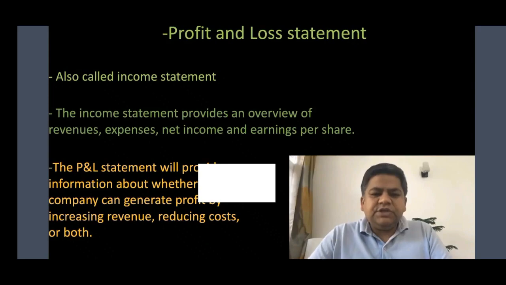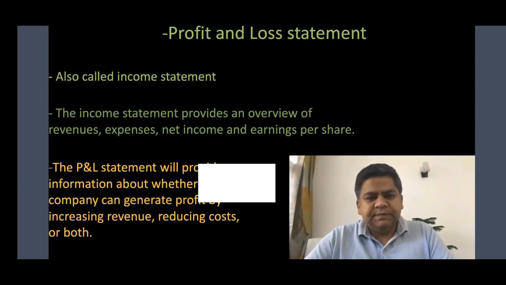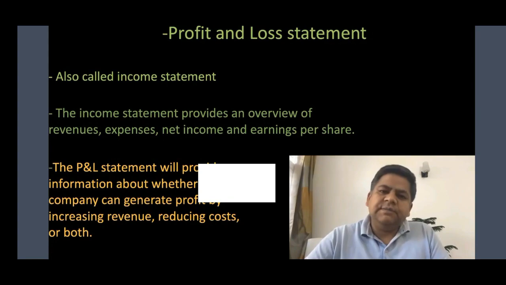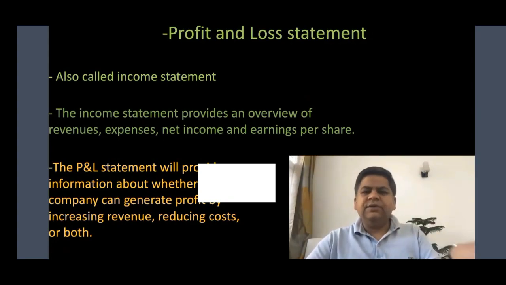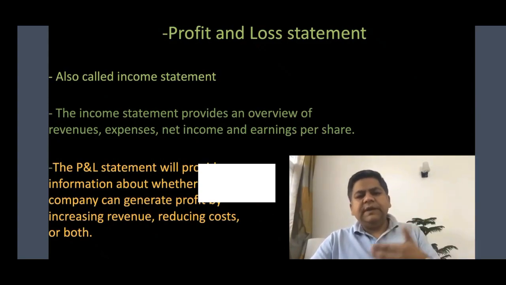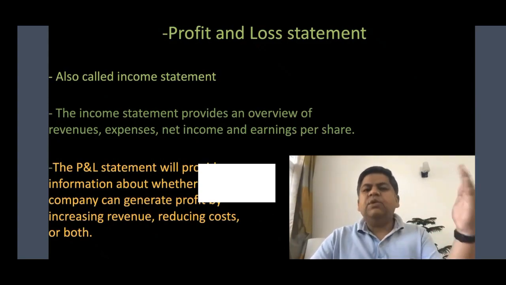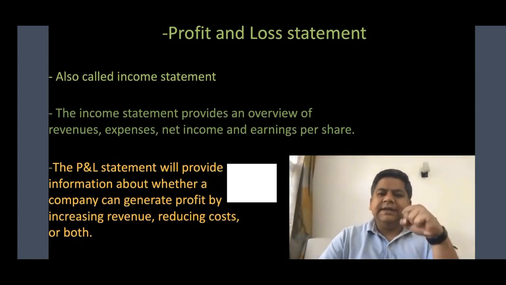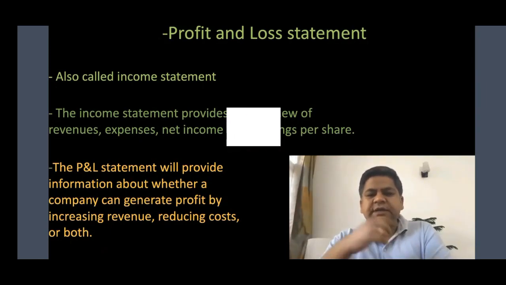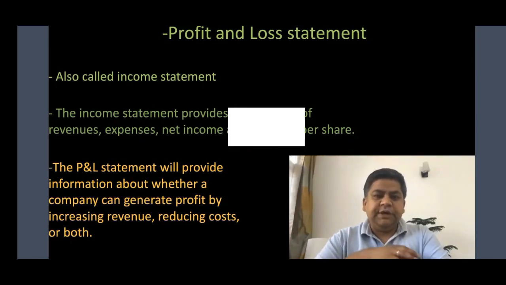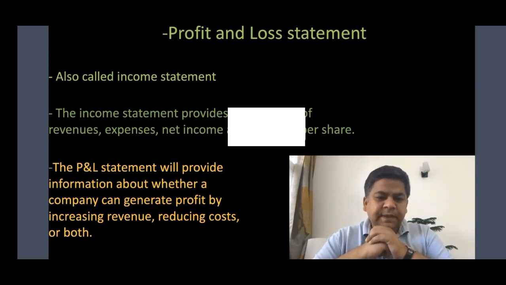Right. So the income statement provides an overview of revenue, expense, net income, and earnings per share. Obviously, how will profit and loss come? It will come when you make certain revenue. To generate that revenue, you have to spend money, and whatever is left over will be the net income. There will be many more terms in between which we will deal with in the detailed profit and loss statement class, which will be the very next class. Right now, what you have to remember about the profit and loss statement is that it provides information about whether a company can generate profit by increasing revenue, reducing cost, or both.